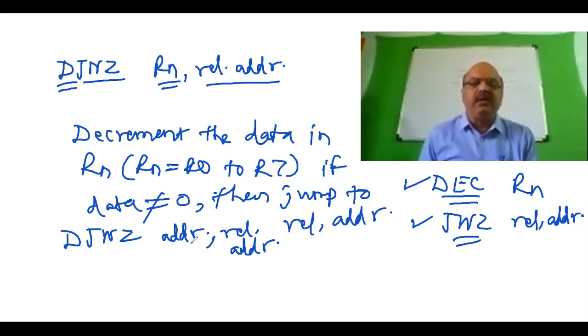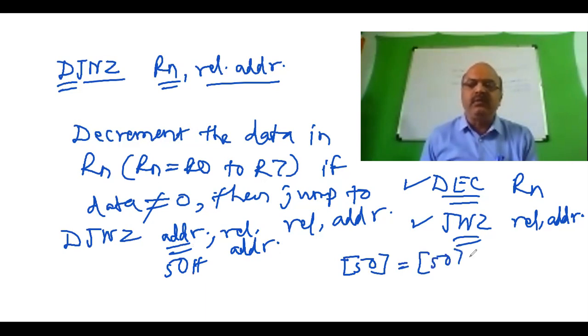The meaning is that the data in the given address, RAM address, is decremented. What I say? Address is not decremented. Data in the given address is decremented. Okay, so whatever address you mention, suppose I mention this address 50. Correct. The meaning is data in this address 50 is decremented by 1. So actually what we are doing, we are decrementing the data by 1.